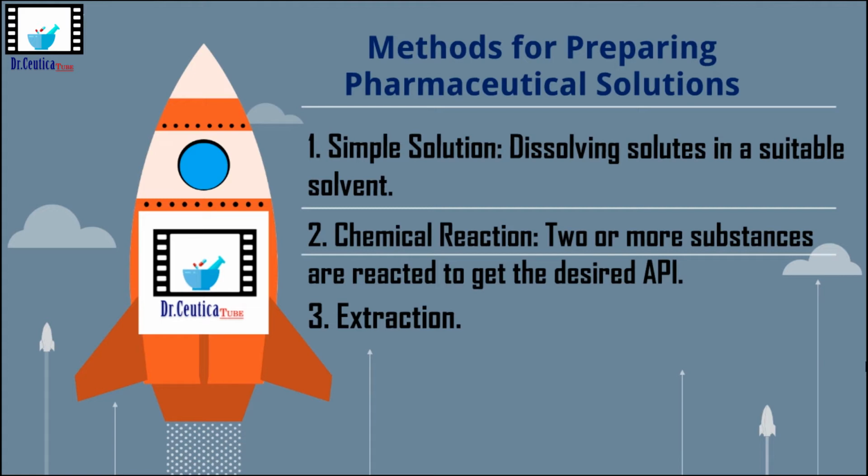Sometimes we need to conduct a chemical reaction first, and this is preparation by chemical reaction. There is extraction, and it's more concerned with the herbal principles. We're not getting into it here. But generally, these are the main three methods used for preparing pharmaceutical solutions. Now we will see a demo of how syrups, which are very commonly used solutions, are prepared in the next couple minutes.